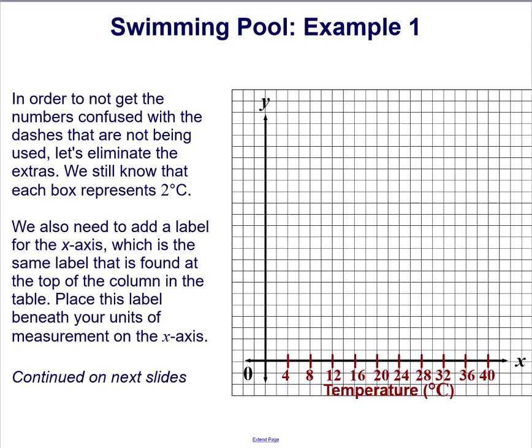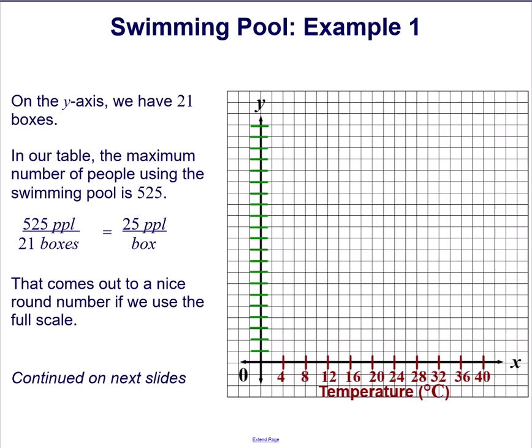We also need to add a label for the x-axis, which is the same label that is found at the top of the column in the table. Place this label beneath your units of measurement on the x-axis. The table was labeled temperature in degrees Celsius, and that's what we label here below the x-axis. And now it's time to turn our attention to the y-axis.